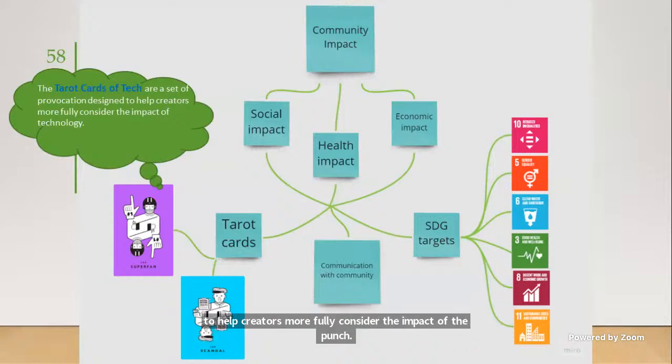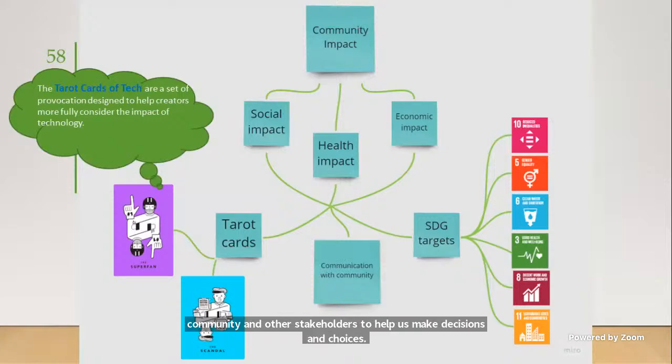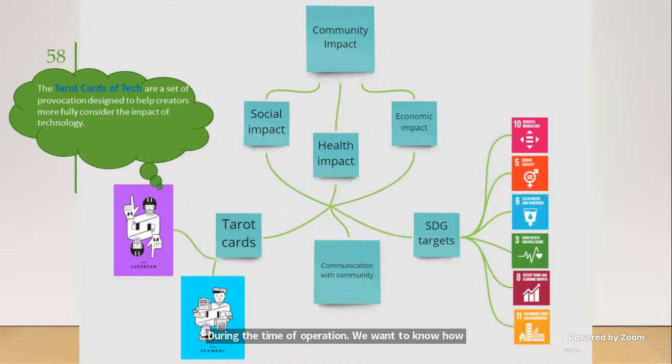Going to the communication, we want to maximize the involvement of the community members in the decision-making process and have a transparent relationship with the community and other stakeholders to help us make decisions and choices. During the time of operation, we want to know how accurate the water quality data is, and if there are any direct or indirect impacts of this mission on their health and financial state. Next.